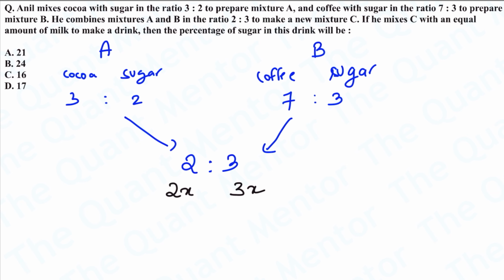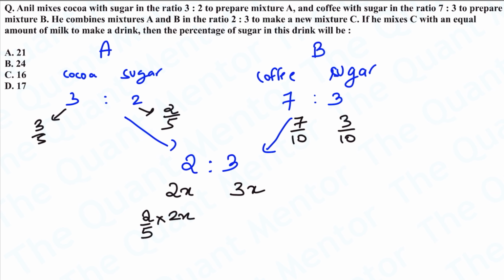So if the first mixture is worth 2x grams, cocoa and sugar are in the ratio 3:2. So how much of this 2x grams is sugar? It will be 2/5, right? So 2/5 of 2x grams is sugar. The ratio is 3:2, so 3/5 is cocoa and 2/5 is sugar, the basics of ratios, right? In the same way, the second mixture is worth 3x grams. Coffee and sugar are in the ratio 7:3. That means the coffee component is worth 7/10 of 3x and the sugar component is 3/10 of 3x.